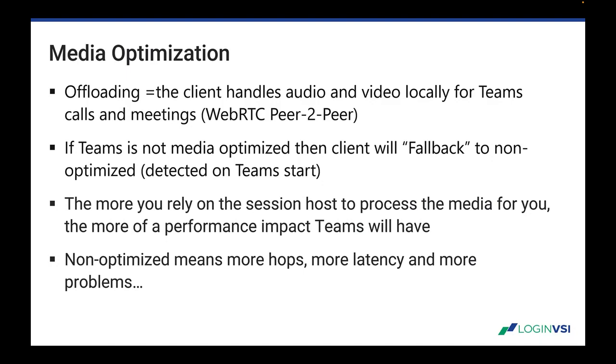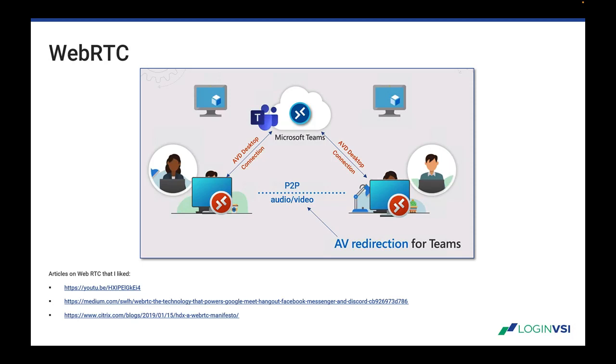Now, the more you rely on the session host to do that processing for you in this fallback mode, the more of a performance impact Teams is obviously going to have on that session host. Not only is the session host going to be busier, but the latency involved, the number of network hops between you and the peer that you're communicating with, is definitely going to increase, right? More hops, more latency, and therefore potentially more problems, which is definitely not a good thing. So again, another reason to better understand this.